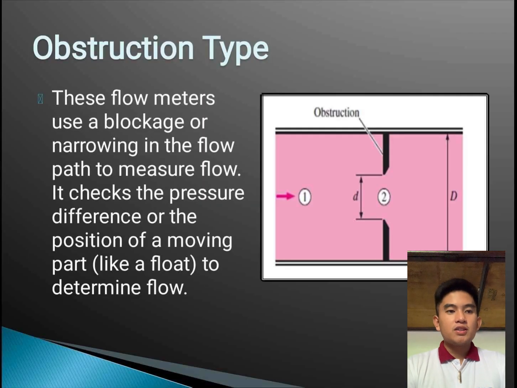First is obstruction type. These flowmeters use a blockage or narrowing in the flow path to measure flow. It checks the pressure difference or the position of the moving parts like a float to determine the flow. So you can see in the picture that there is an obstruction, and the fluid gets blocked by it, and the sensor measures how strong the flow of the fluid is.